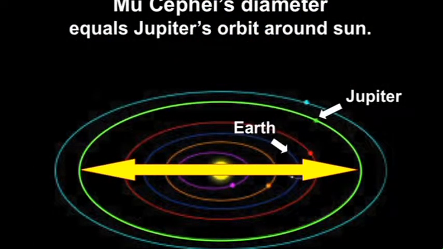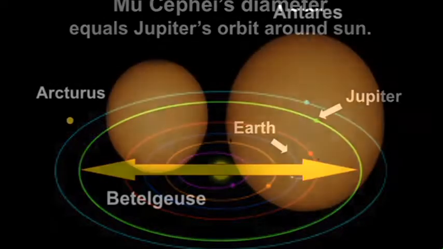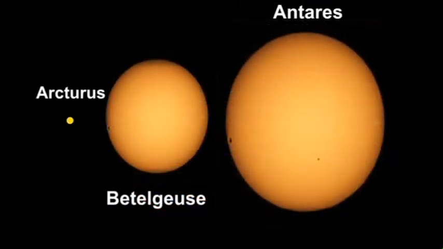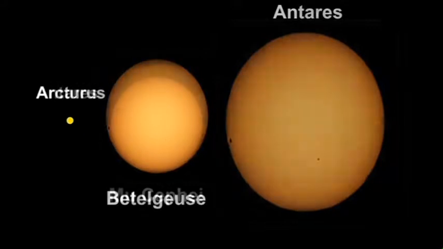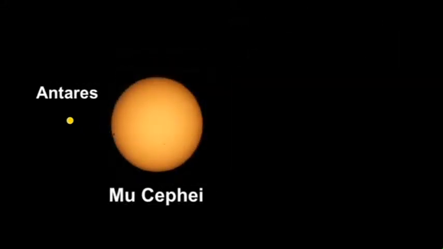Now, wait a minute. I didn't say 1.2 billion Earths. 1.2 billion suns would fit into Mu Cephei, with almost a million Earths in each one of those suns. Mind-boggling what God has done on his fourth day of creation. Mu Cephei's diameter is equal to Jupiter's orbit around the sun. That's a big star. Now, in our last depiction of stars, Antares was the big star. Now, here's Antares compared to Mu Cephei.